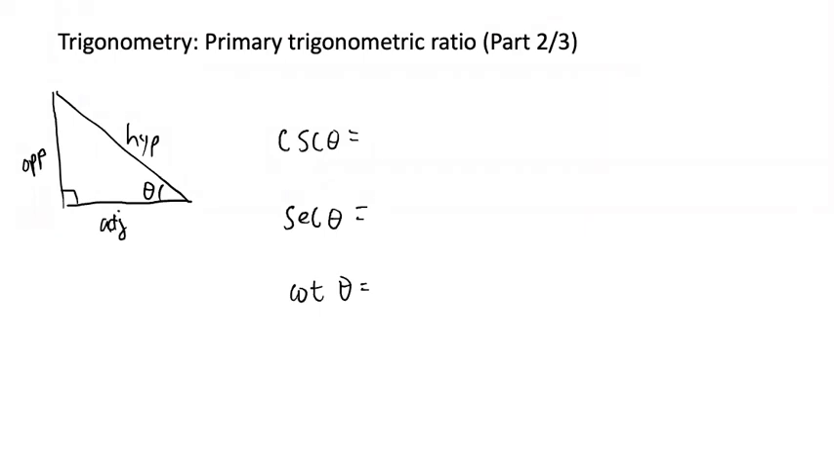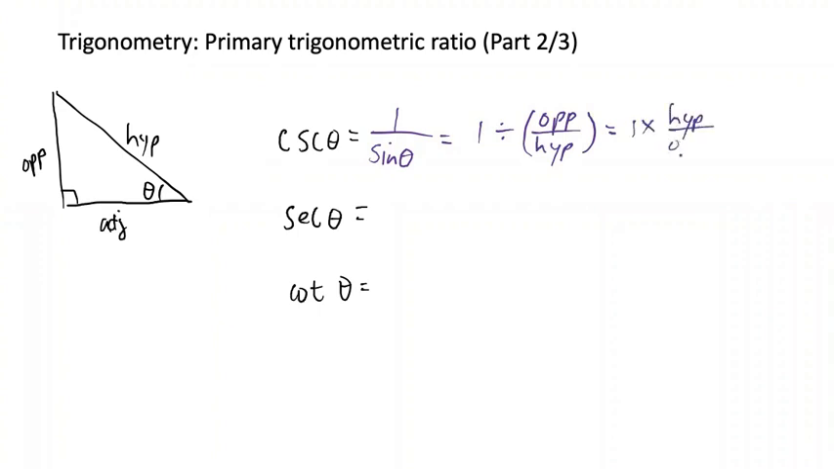Trigonometry, primary trigonometric ratio, part two. So in here, we have cosecant theta. Another way to write that would be 1 over sine theta. So same thing, we have 1 divided by opposite over hypotenuse. And we can go 1 times hypotenuse over opposite, which equals hypotenuse over opposite. So technically, cosecant would be hypotenuse over the opposite.